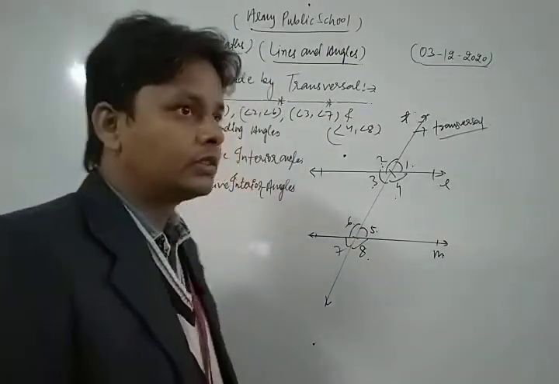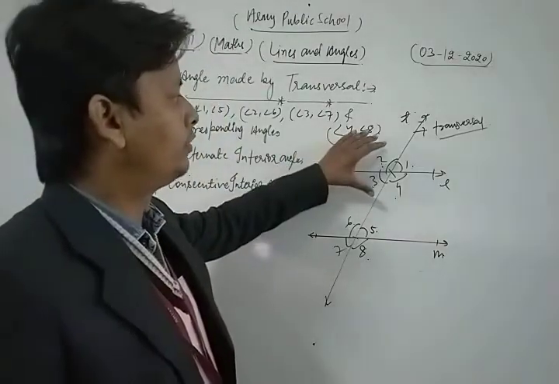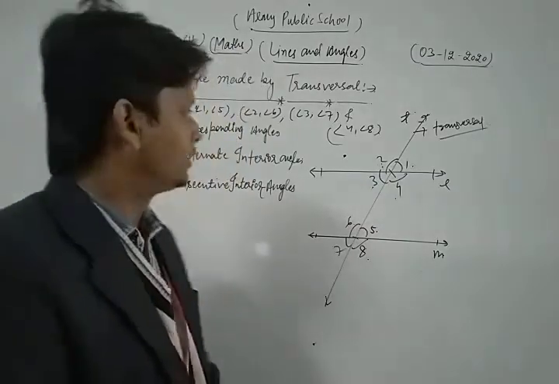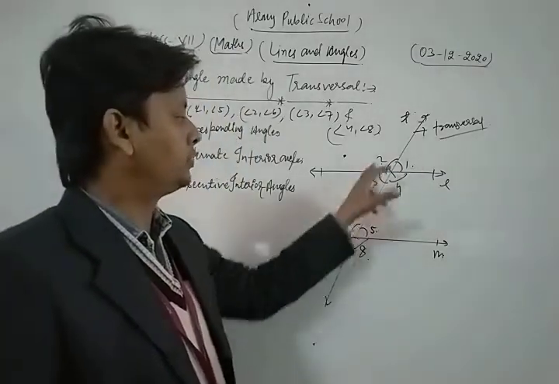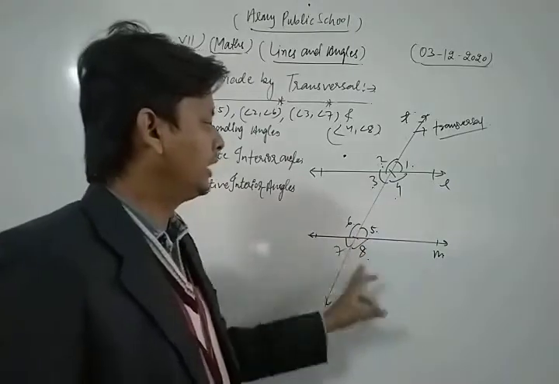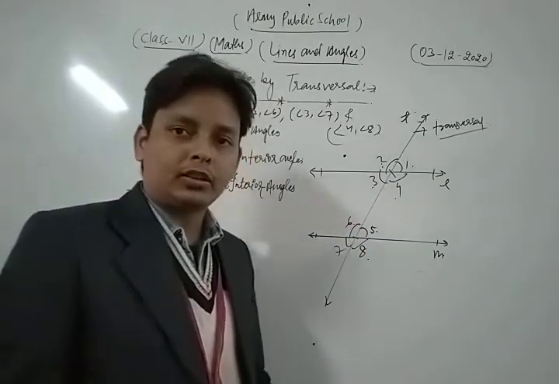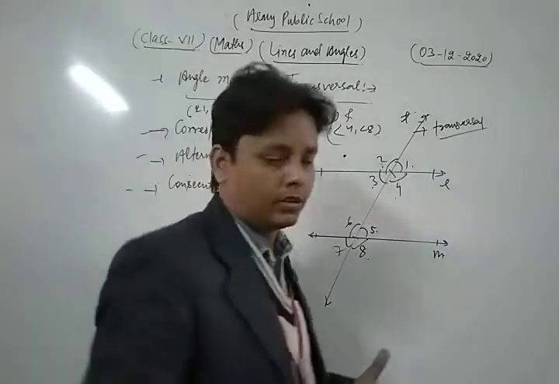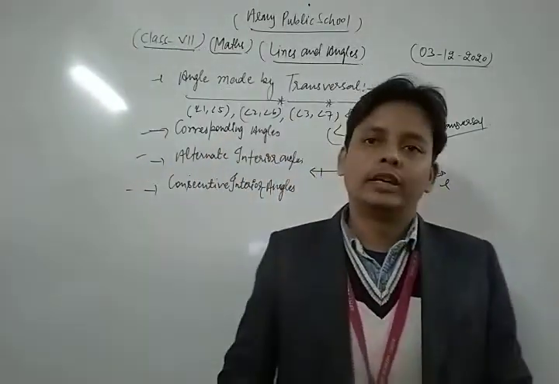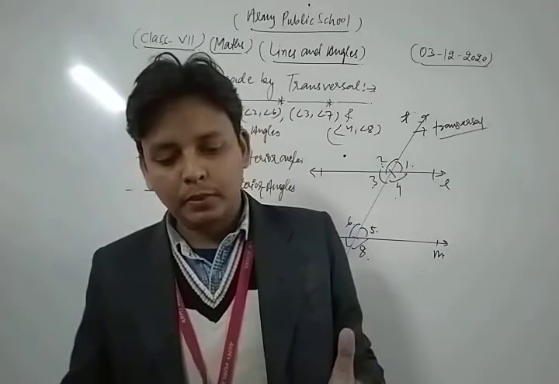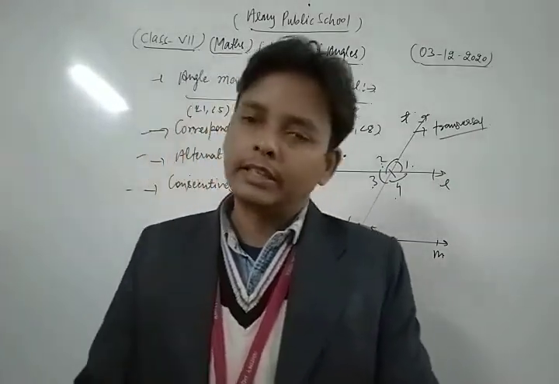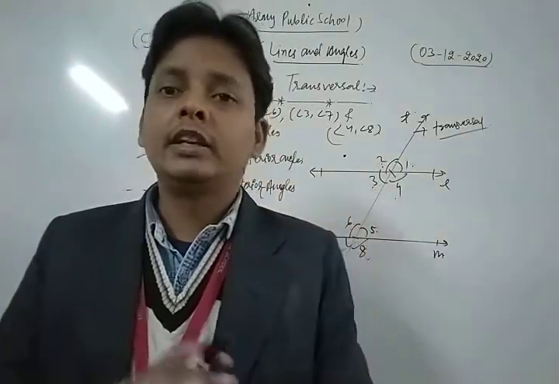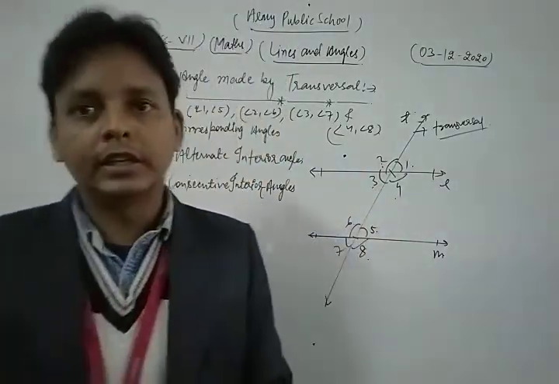Thus, dear students, in this way, if two parallel lines are cut by the transversal T, the pairs of corresponding angles are 1 and 5, 2 and 6, 3 and 7, 4 and 8. So what is corresponding? The angles made by the transversal on the same side of it are said to be corresponding angles. So when two parallel lines are cut by the transversal T, there are four pairs of corresponding angles.